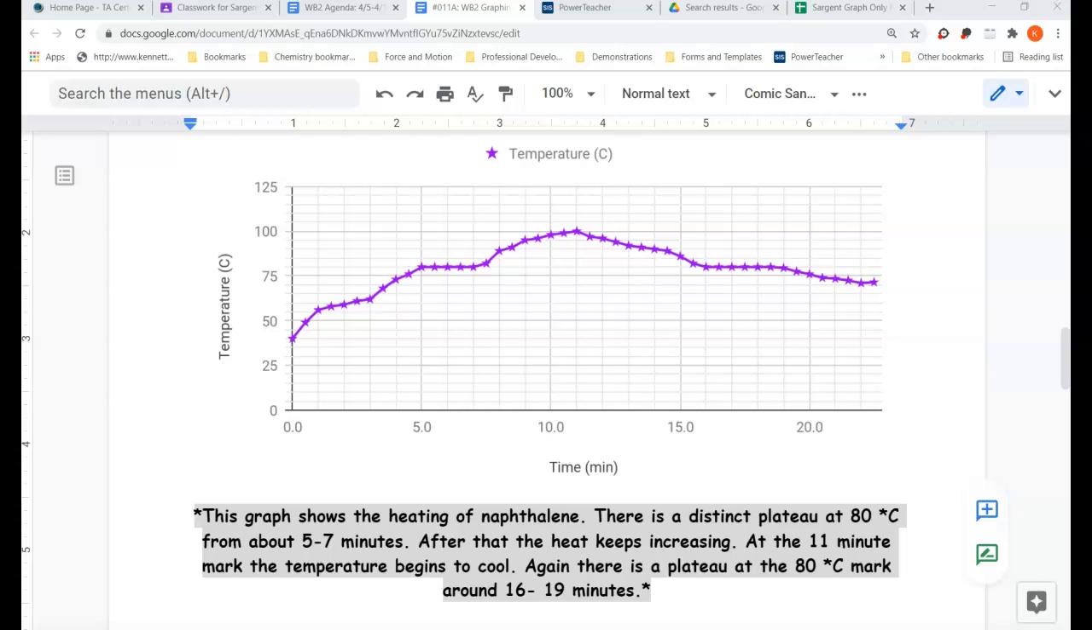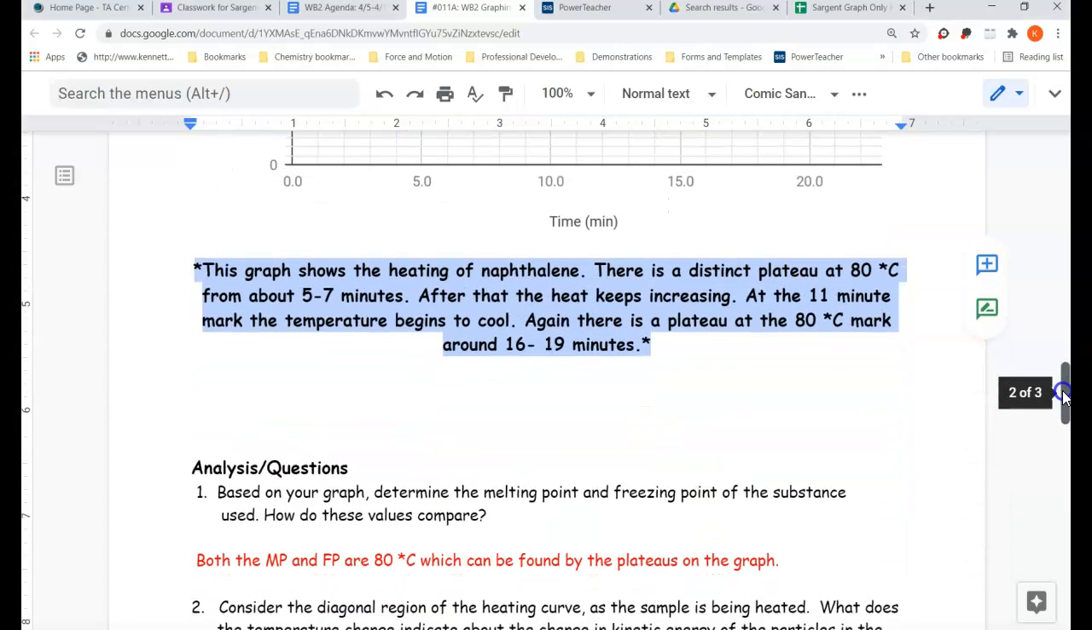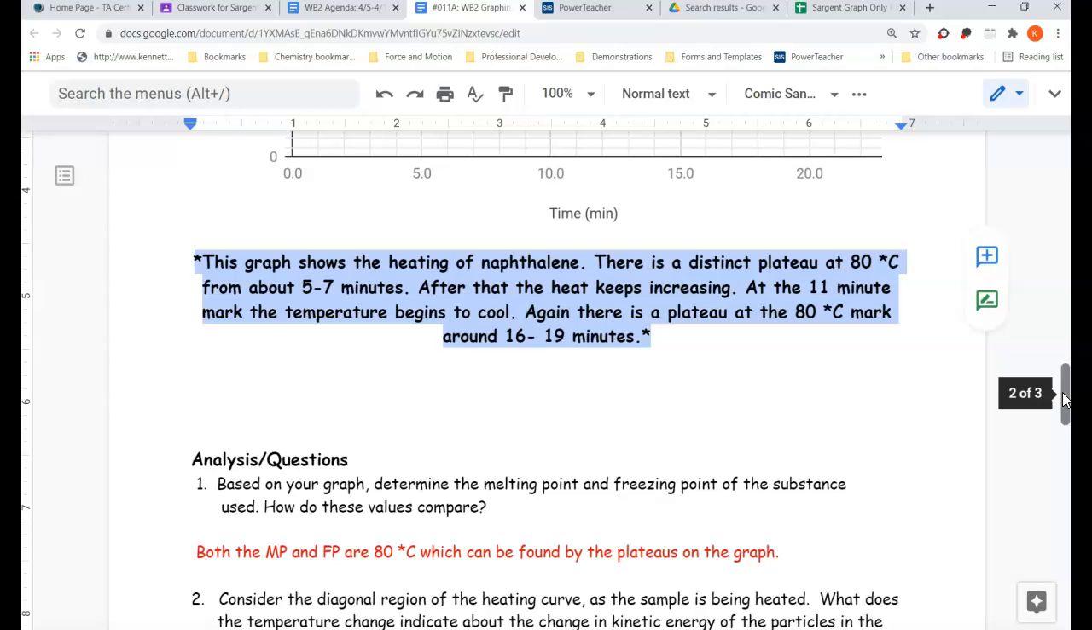And if you're looking at the way you broke down your little summary at the bottom of your graph, you realize that there are two very distinct places, both during the heating and the cooling of this substance, naphthalene, and it happens at the 80 degrees Celsius mark. So based on this, both the melting and freezing point are 80 degrees Celsius, which can be found on the plateaus of the graph.